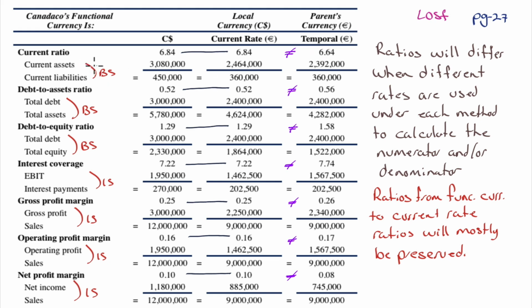Even if it uses the same rate for current assets but a different rate for liabilities, then yes, it will be different. Ratios from the functional currency to the current rate ratios will mostly be preserved. Let's look at another set of ratios where it is not preserved.